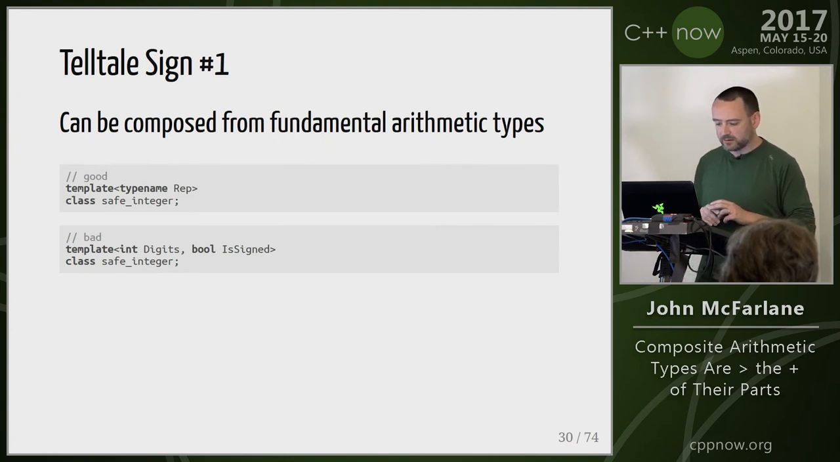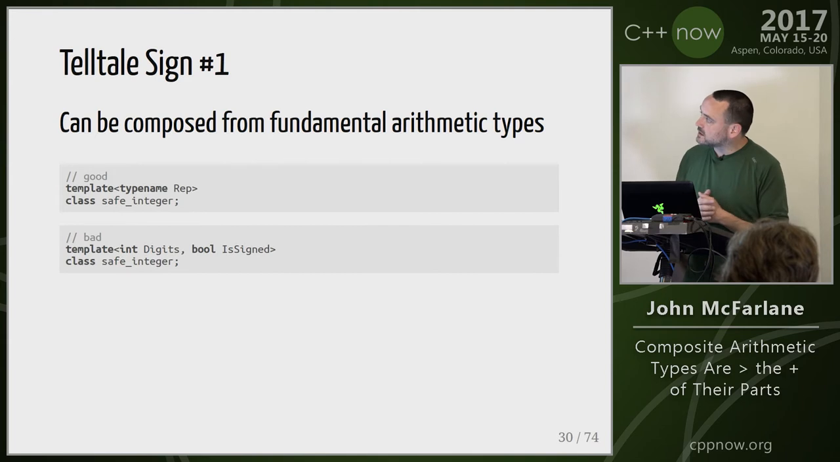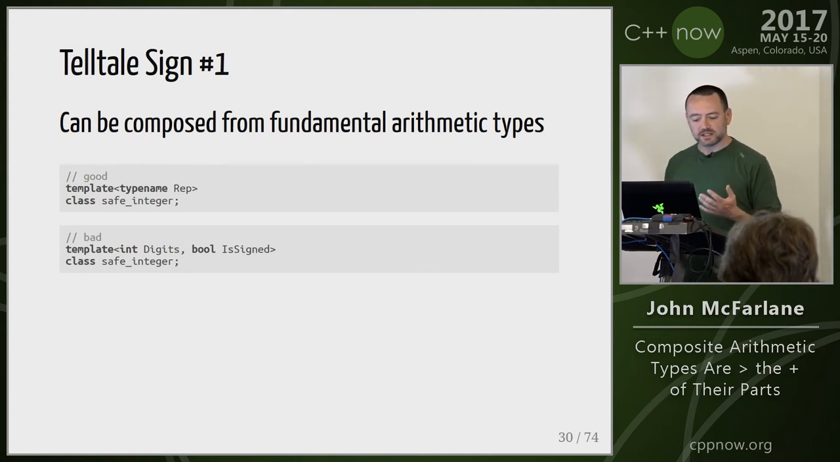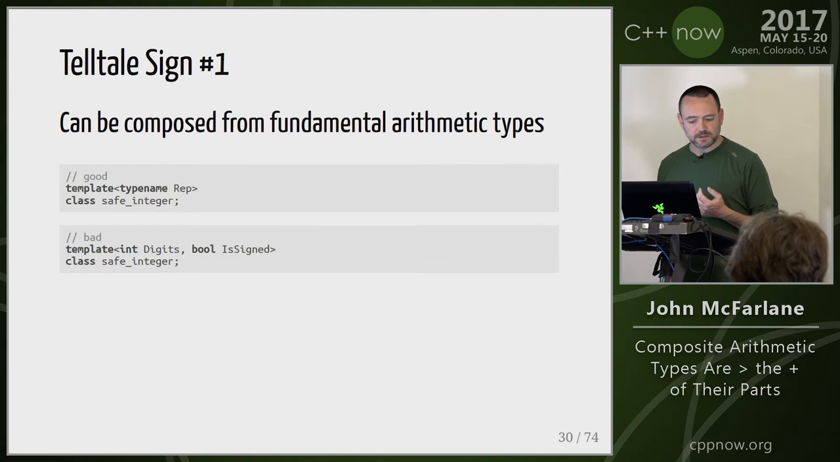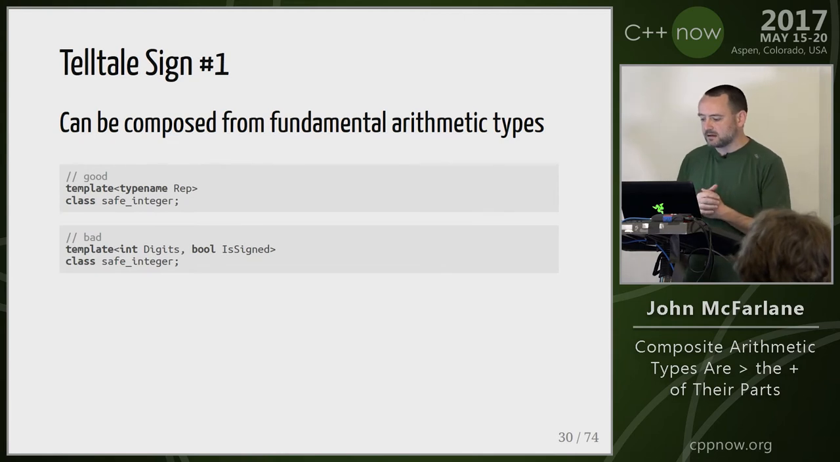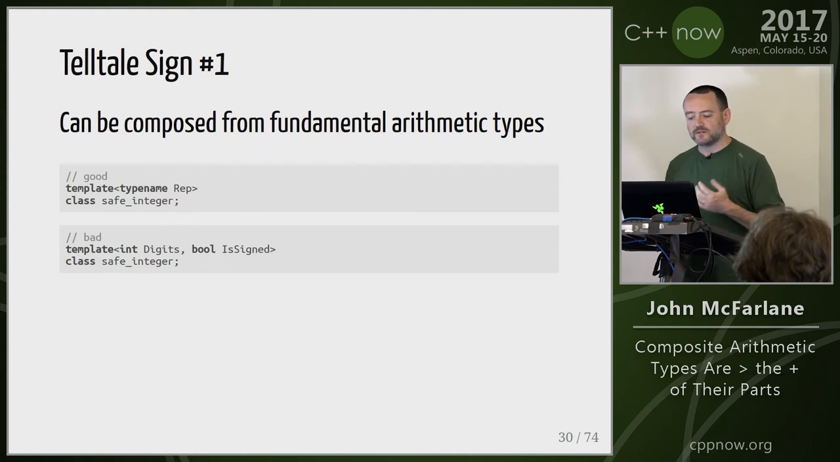Rather than providing the exact integer type that's going to get used in the safe integer, an implementer has decided, well, we're going to specify the exact number of digits and whether the type is unsigned. And this seems like quite a tempting thing to do. It's indicative of a library writer who's been grazed by its rough edges and thinks, I can fix this.